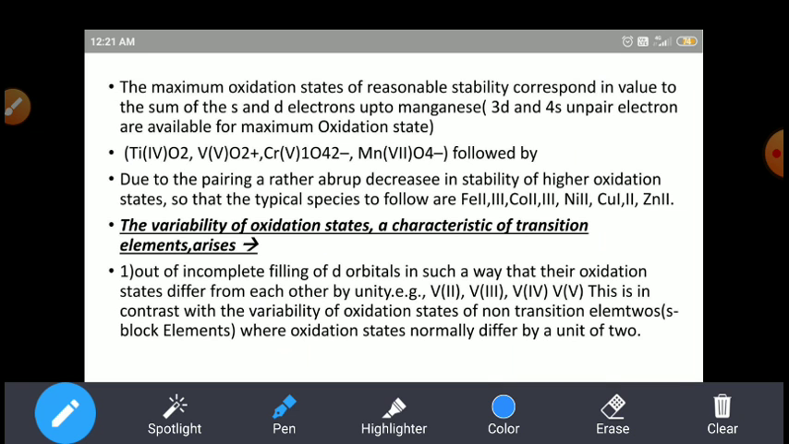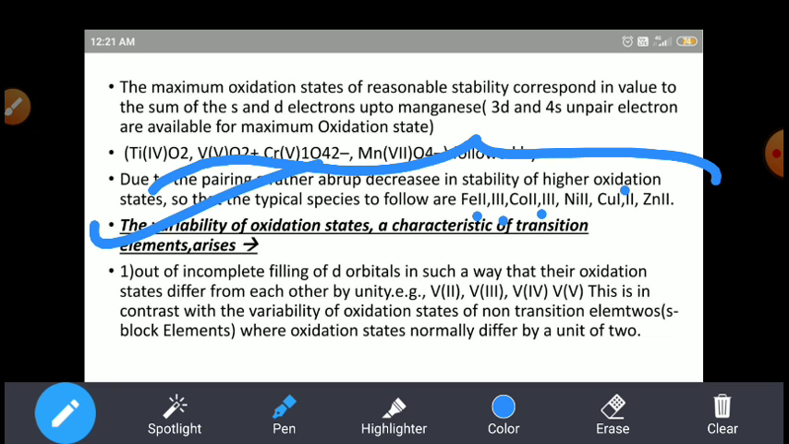Similarly, due to the pairing, there is an abrupt decrease in the stability of the oxidation state. Iron shows the +2 and +3 states, nickel shows +2, copper shows +1 and +2, and zinc shows the +2 state. Okay.